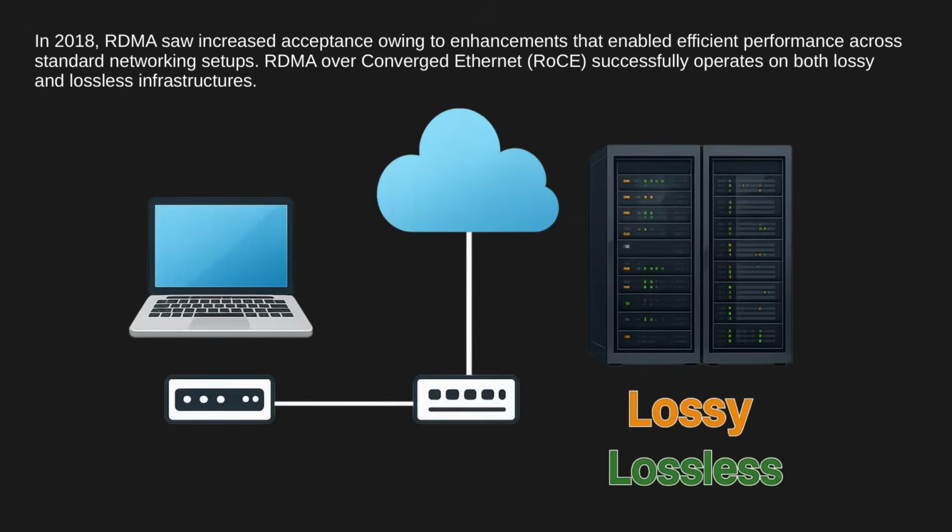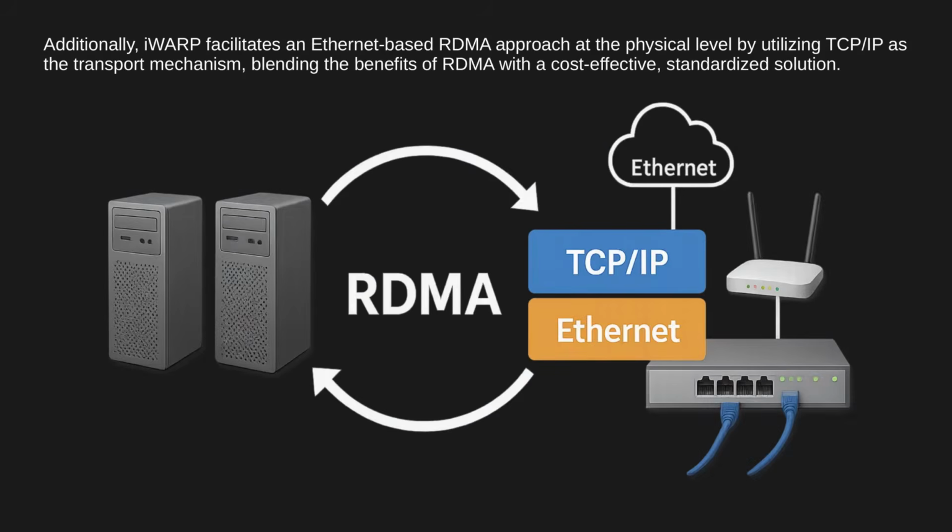In 2018, RDMA saw increased acceptance owing to enhancements that enabled efficient performance across standard networking setups. RDMA over Converged Ethernet, RoCE, successfully operates on both lossy and lossless infrastructures. Additionally, iWARP facilitates an Ethernet-based RDMA approach at the physical level by utilizing TCP/IP as the transport mechanism, blending the benefits of RDMA with a cost-effective, standardized solution.